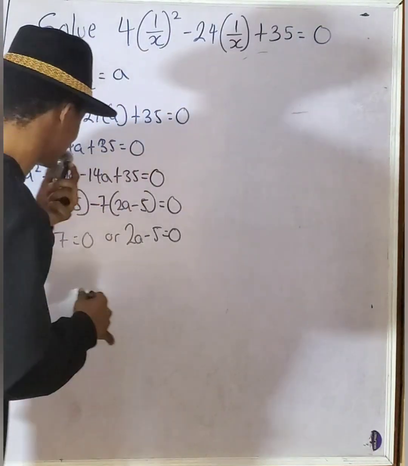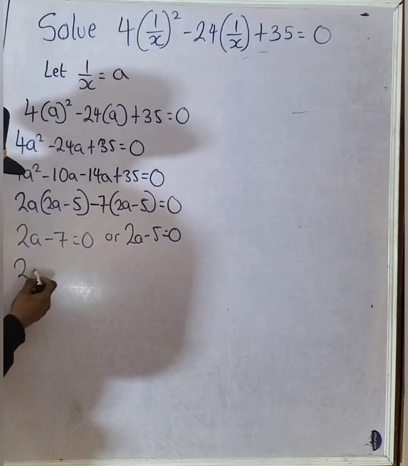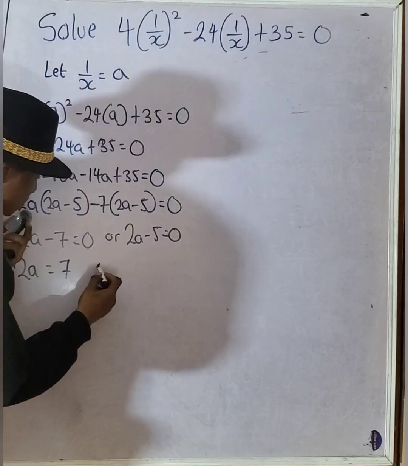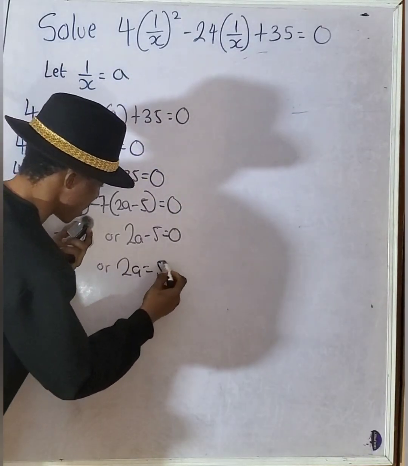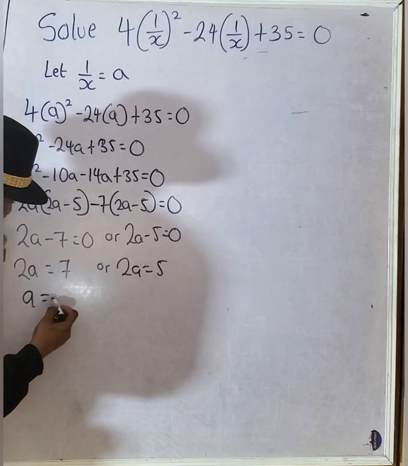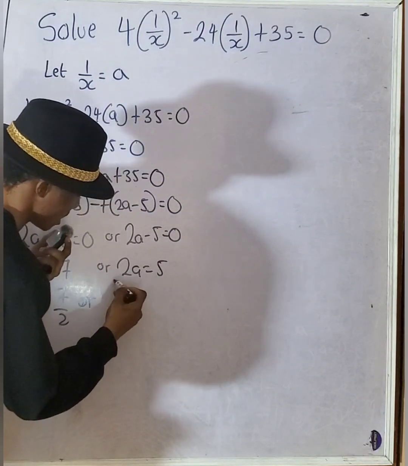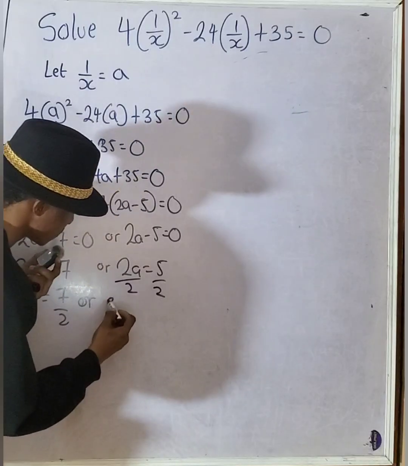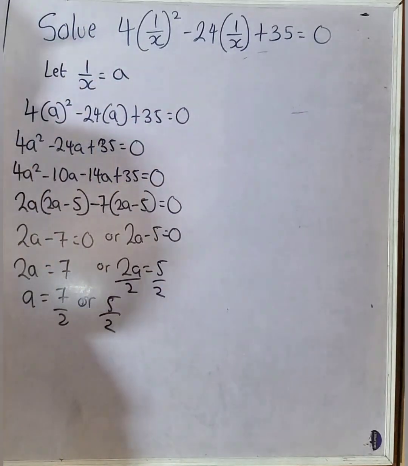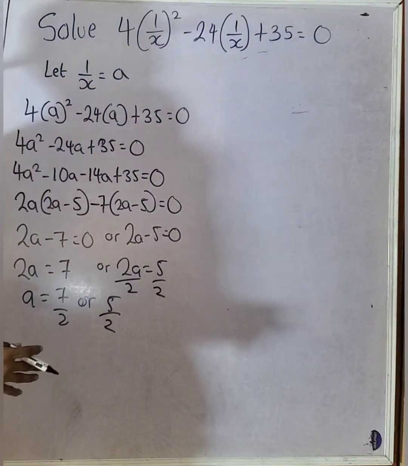Okay, so let us proceed. Here I'm going to have 2a equals 7 or 2a equals 5. To get the value of a, a equals 7 over 2, or now dividing by 2 here, I'm going to have 5 over 2. Do you understand? So these are the values of a that we have.